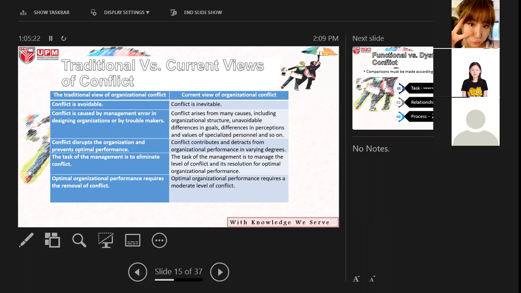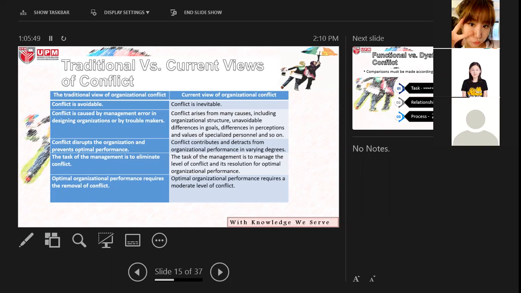However, according to the current views, conflict contributes to and detracts from organizational performance in varying degrees. So, meaning that there are certain types of conflict that can bring benefit to the organization if you manage it accordingly. But there are also conflicts that can hinder organizational performance.